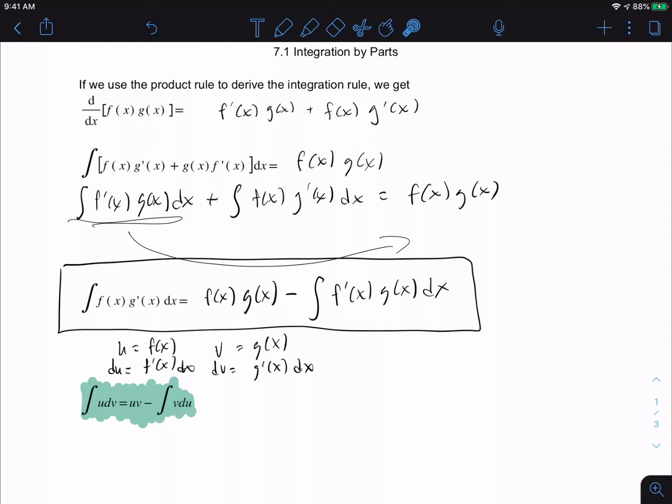Sorry, I got a mosquito. I don't know how I had a mosquito in my house, but thank God I killed it. Okay. Sorry, guys.